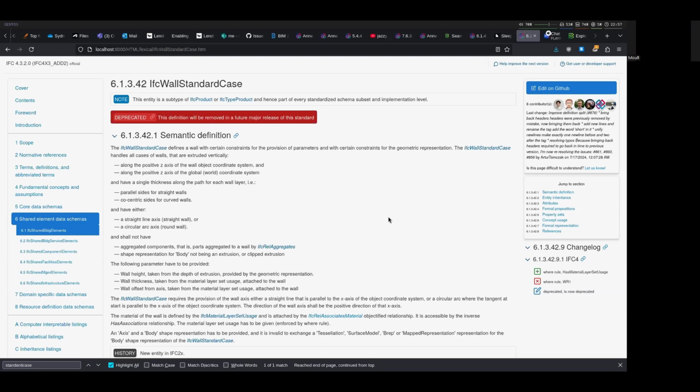Mm-hmm. Okay, but as a rule of thumb, it's good to, instead of using that also for IFC2X3, just use IFC wall, right? And use a predefined type eventually. Yes. Okay, thank you.